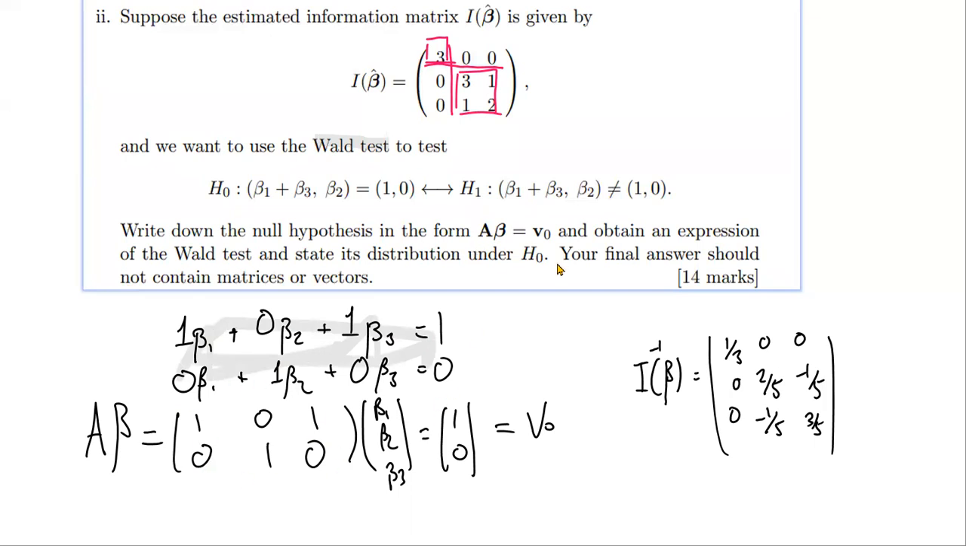Now, for the Wald test, we'll also need the information, or the inverse of the information. Given an information matrix here, we've got to invert it, right? Being 3 by 3, you might be thinking, oh, you need to do Gaussian elimination or something like that, but you don't.